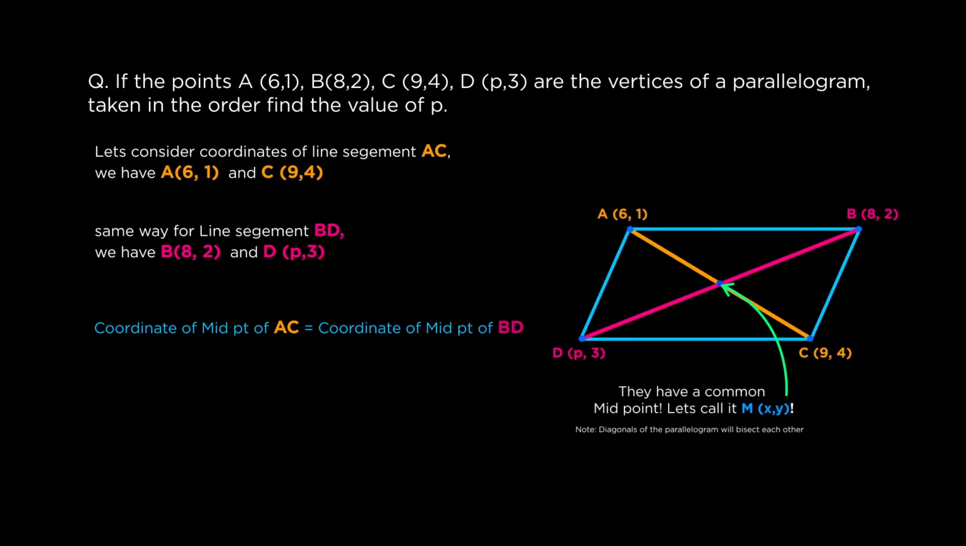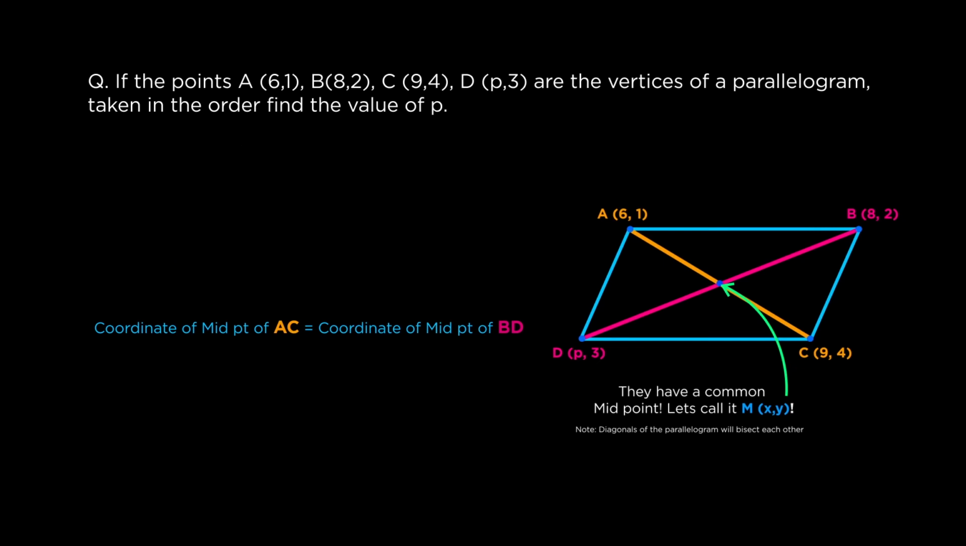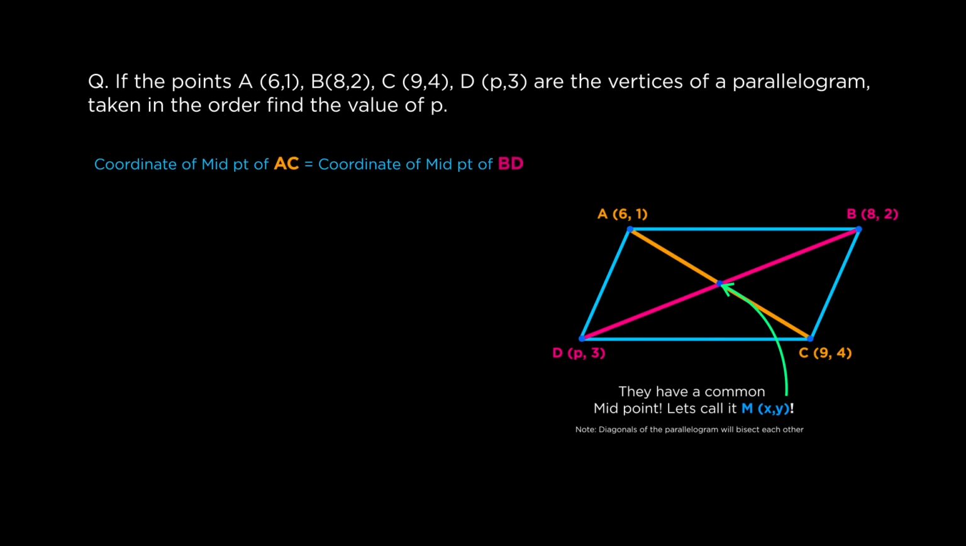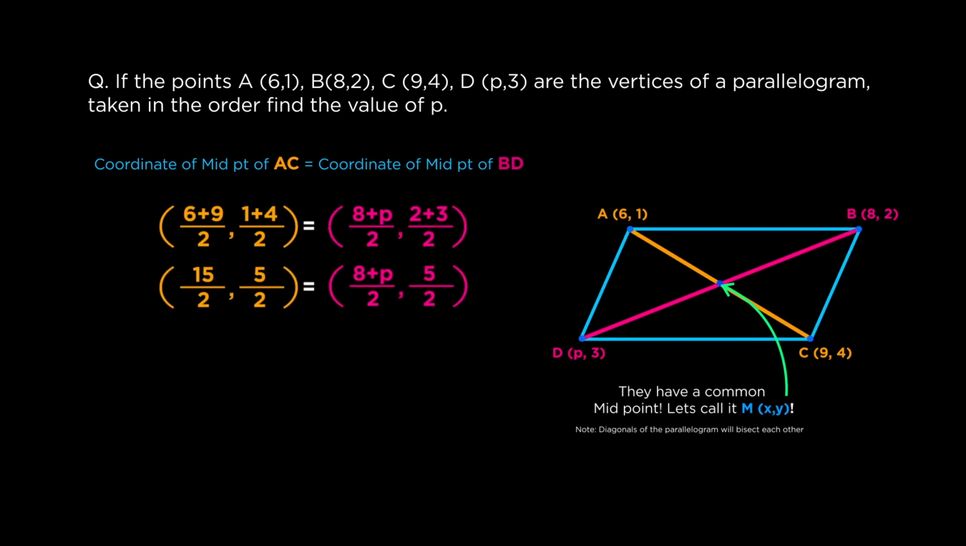Yes, x1 plus x2 by 2, comma, y1 plus y2 by 2. This is the formula that we are considering on both the left hand side and the right hand side. Now you get two ordered pairs. Two ordered pairs are equal if and only if their corresponding x coordinates and y coordinates are equal. Here, the y coordinates of both ordered pairs are already equal, 5 by 2 and 5 by 2, whereas the x coordinate 15 by 2 has to be equal to 8 plus p by 2, and the x coordinate on the right hand side is unknown.